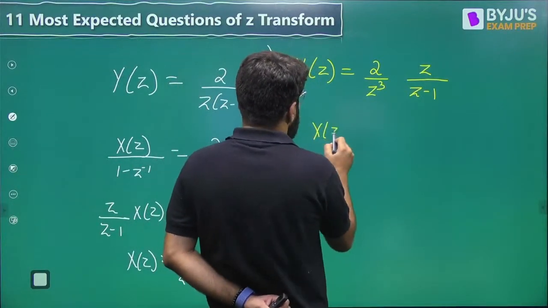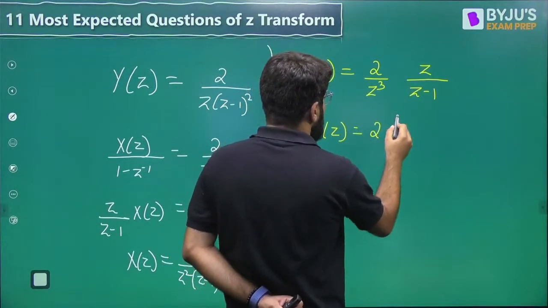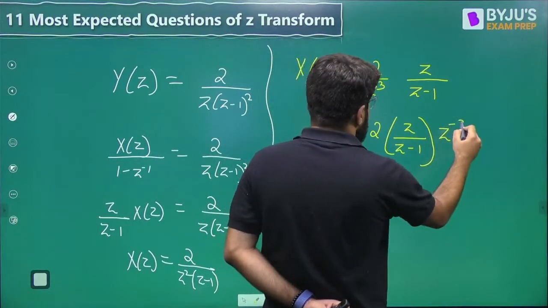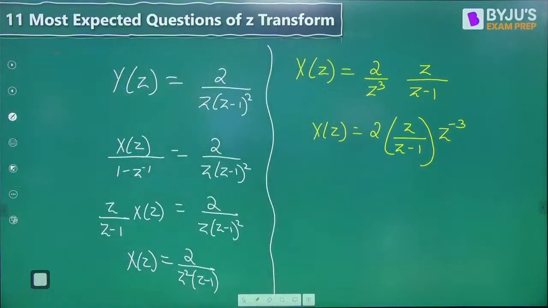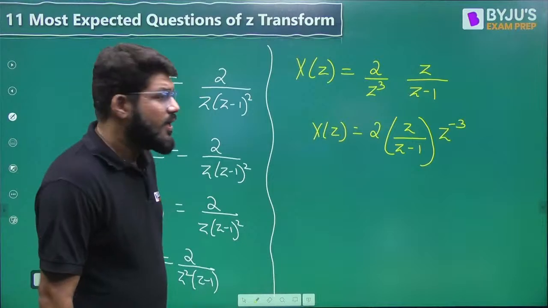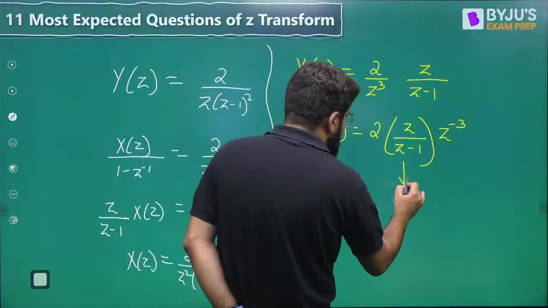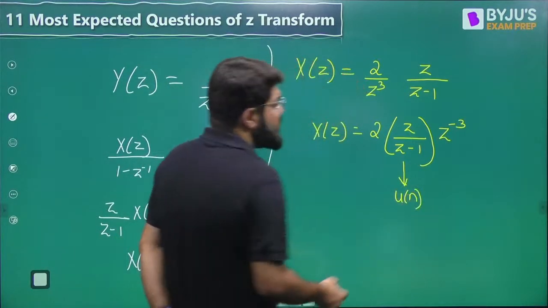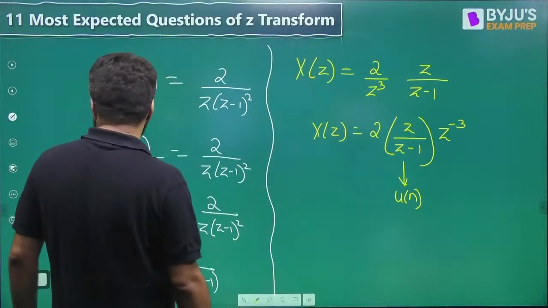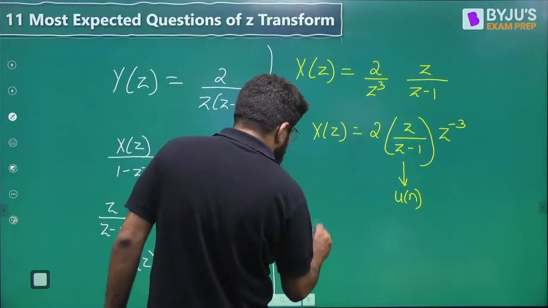So X(z) is now equal to 2 z upon z minus 1, z raised to the power minus 3. Correct. Now, what is the z transform of the unit step signal? z upon z minus 1 is the z transform of the unit step signal. So what should be the x[n] actually?